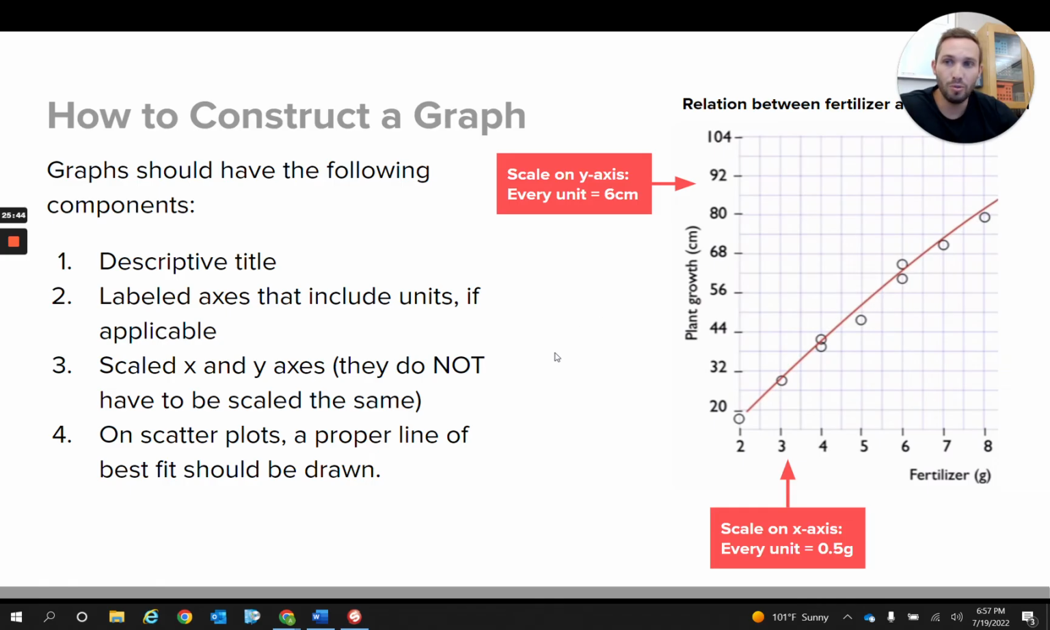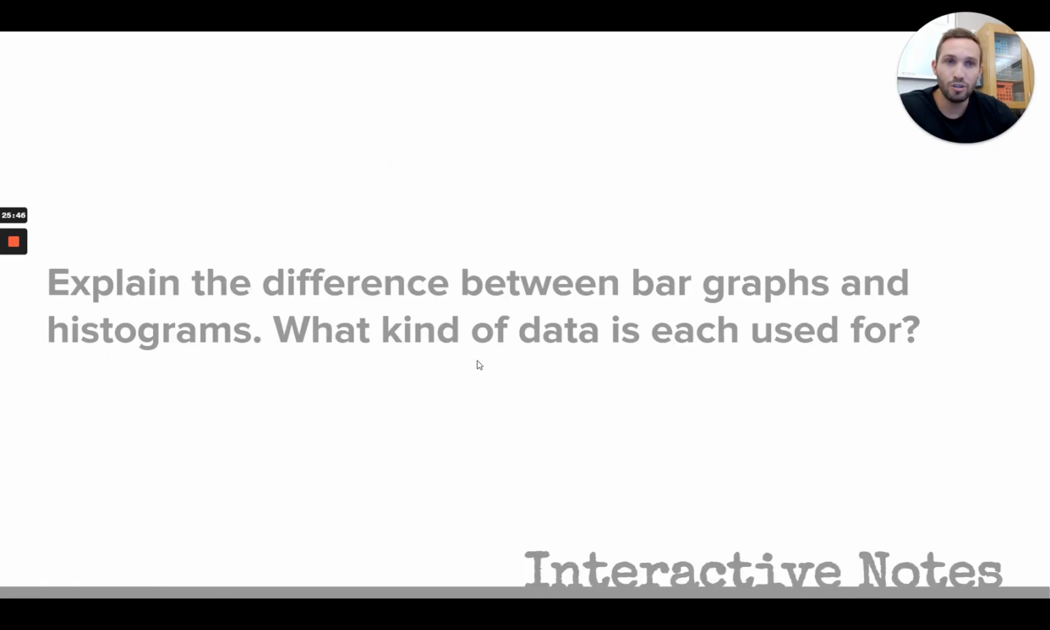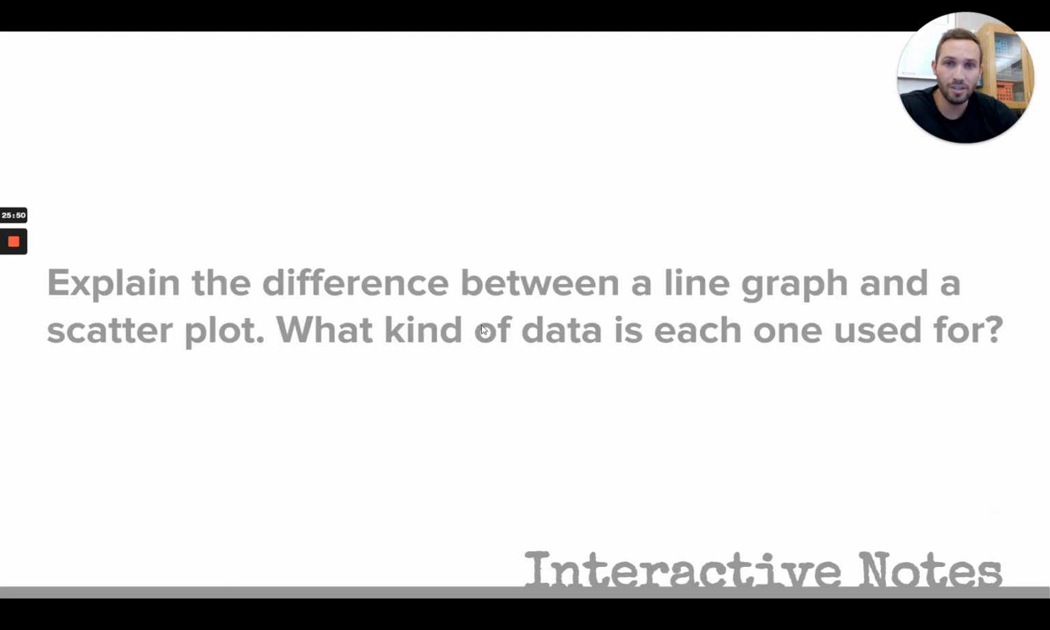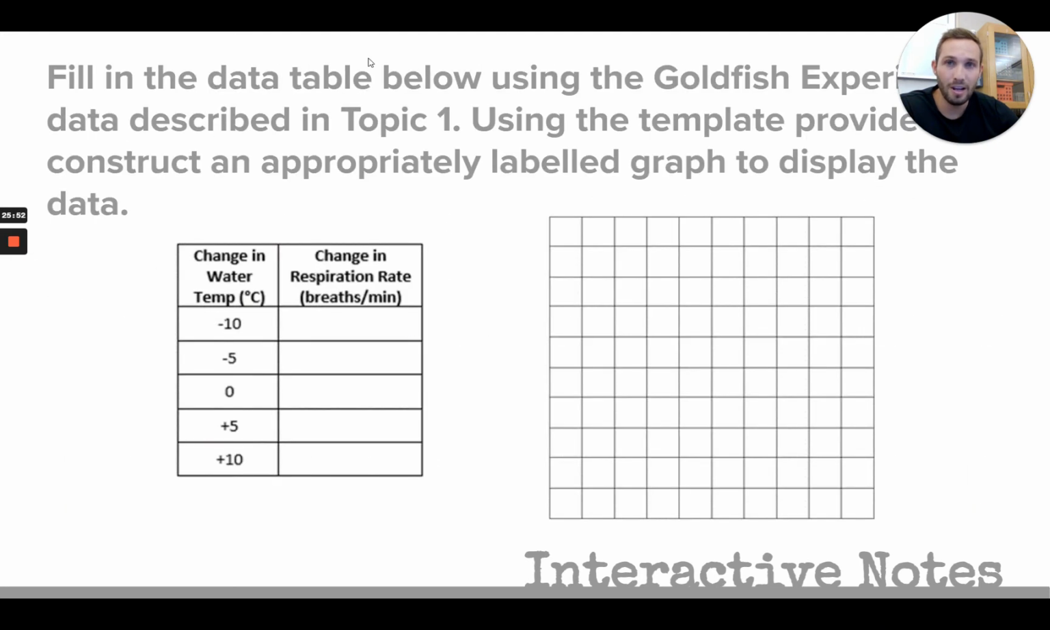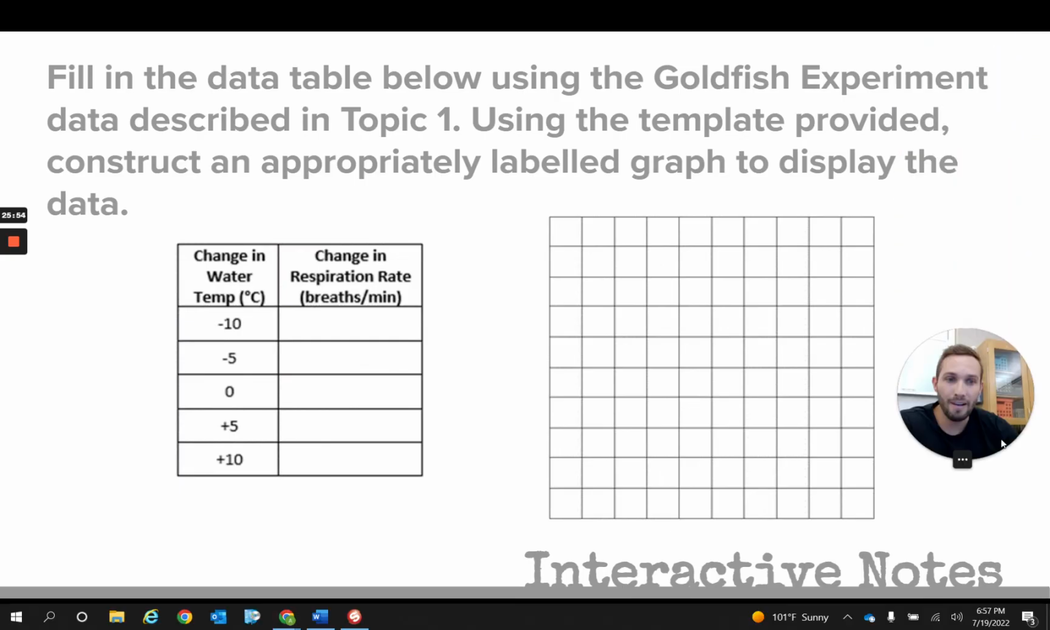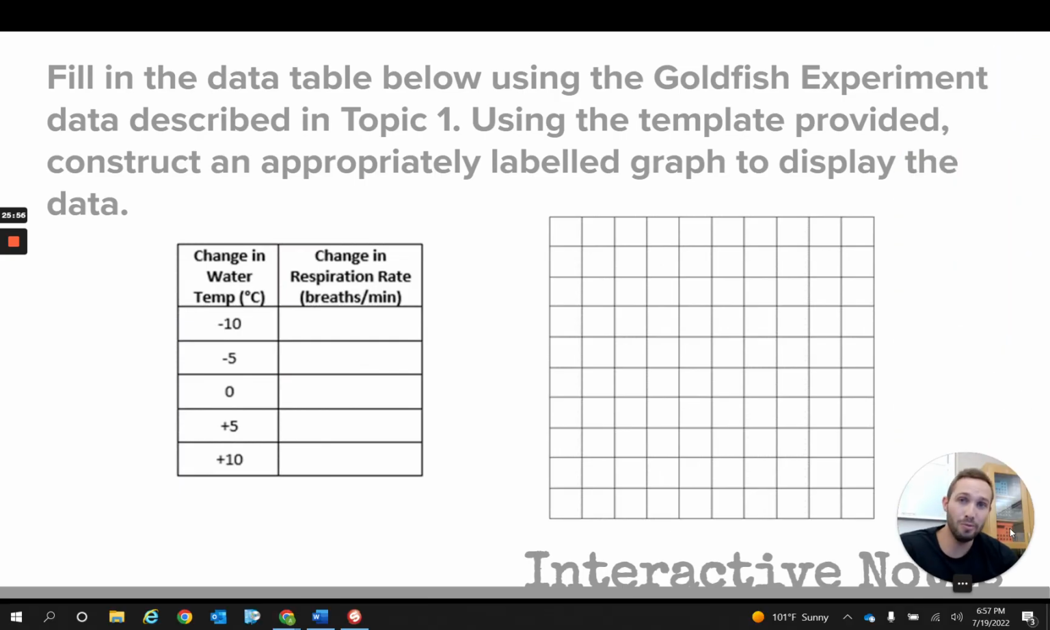So let's do one real quick. In your notes, at the very end of topic 2, you have a question on the left-hand side right here, where it actually wants you to make a graph. For our first graph, we'll do a really easy one, using the goldfish experiment, and the data that we collected from the goldfish experiment in topic 1, the fake experiment that I came up with. Let's take that data and graph it. It wants you to fill in this data table first, and then we're going to graph that data.